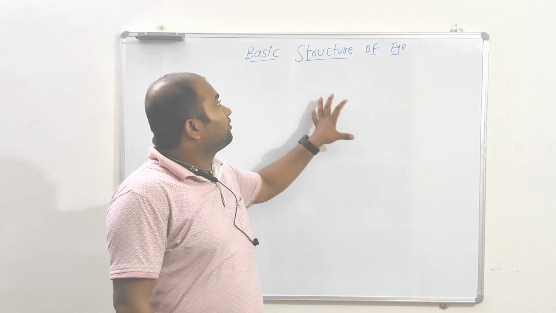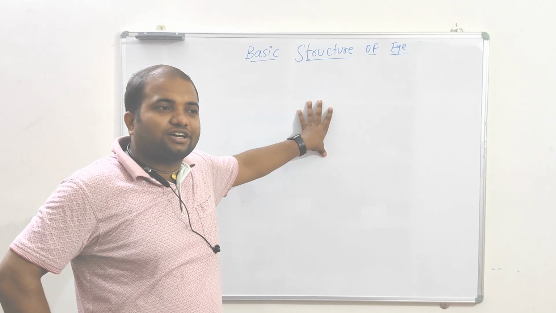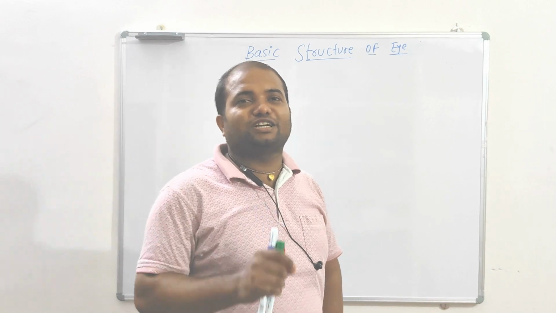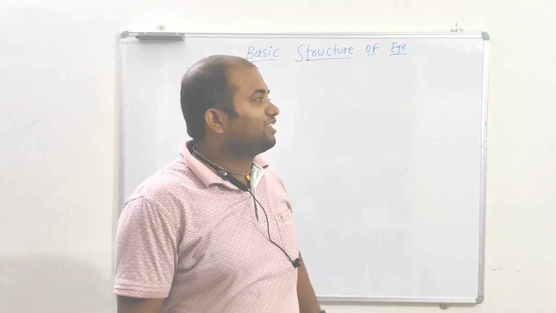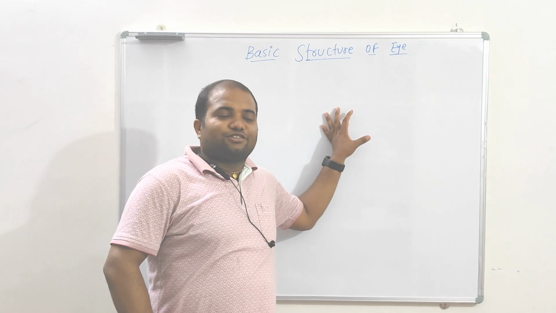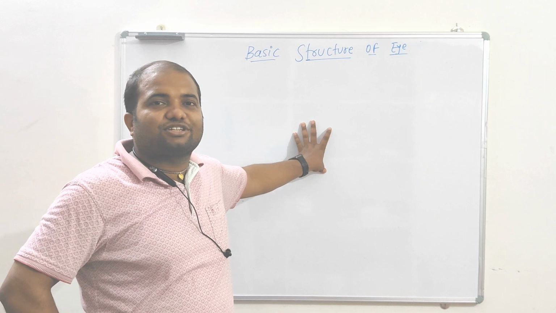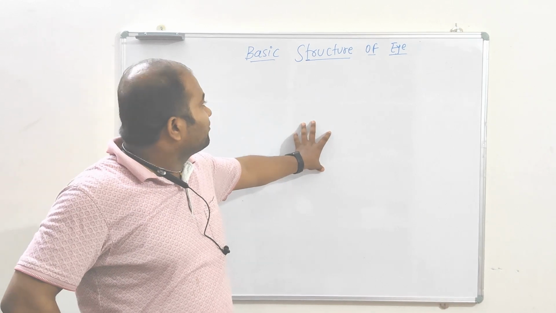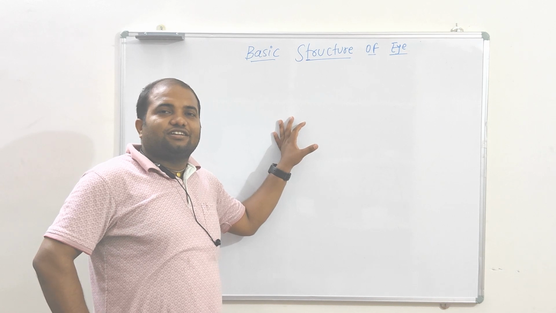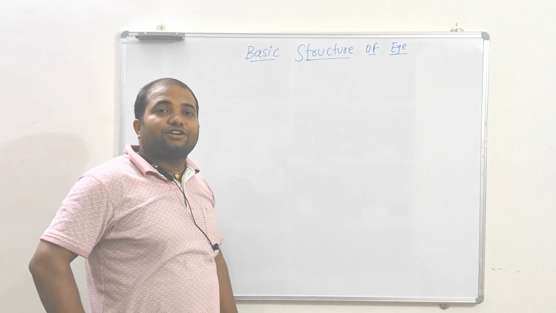From now onwards, when we see the structures of the eye, we assume we don't know anything about the eye except that it is present in the socket of the orbit, right? So we just know the position of the eye. Now we are going to see what structures are present inside the eye, step by step, one by one.